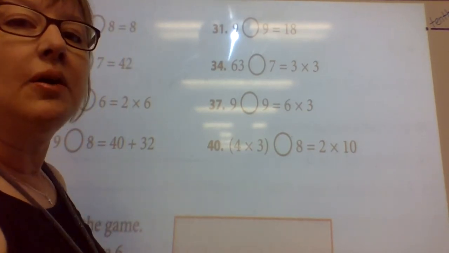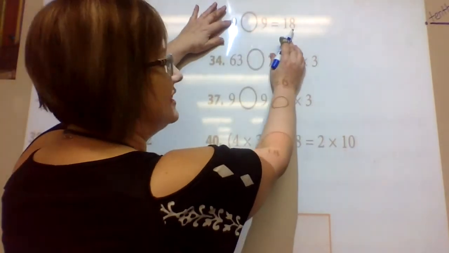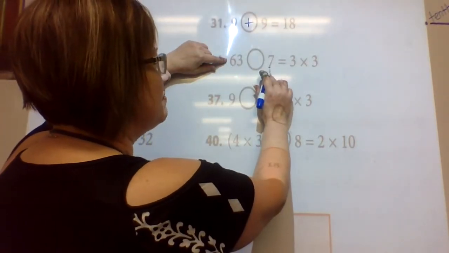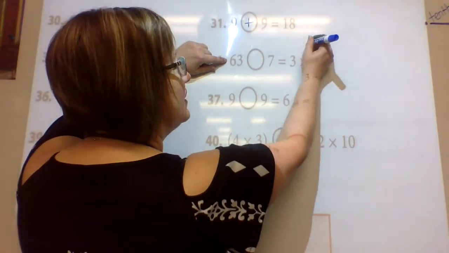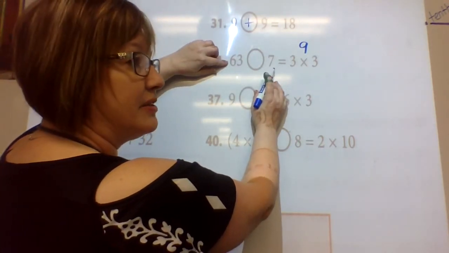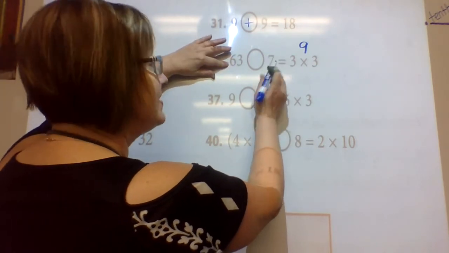Okay, so 9 plus 9 is 18. Yes, first time. Okay, 63 something 7 equals 3 times 3. What does 3 times 3 equal? 9. So we need this to equal 9. 63 plus 7, 63 minus 7, 63 times 7, 63 divided by 7 is 9.